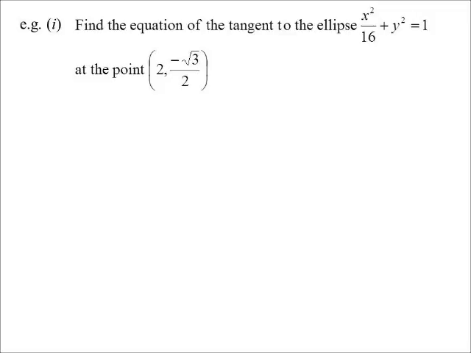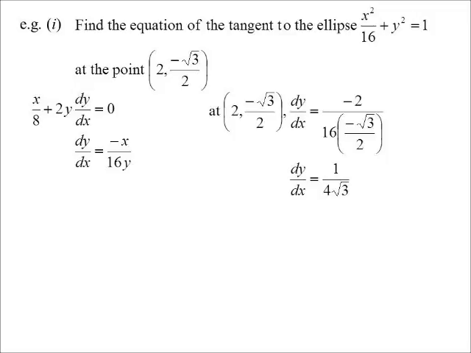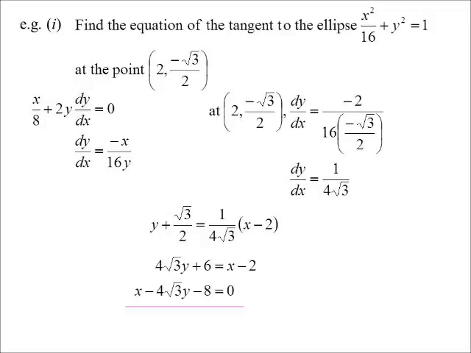So, all right, differentiate it. In this case, I've done it implicitly. I end up with minus x on 16y. But I've got some points to sub in. So 1 on 4 root 3 is my slope. And now it's just the point slope formula, voila, x minus 4 root 3y minus 8. It actually is rare, I must admit, that they give us nice, neat coordinates to play with. Usually it is x1, y1 and things like that.